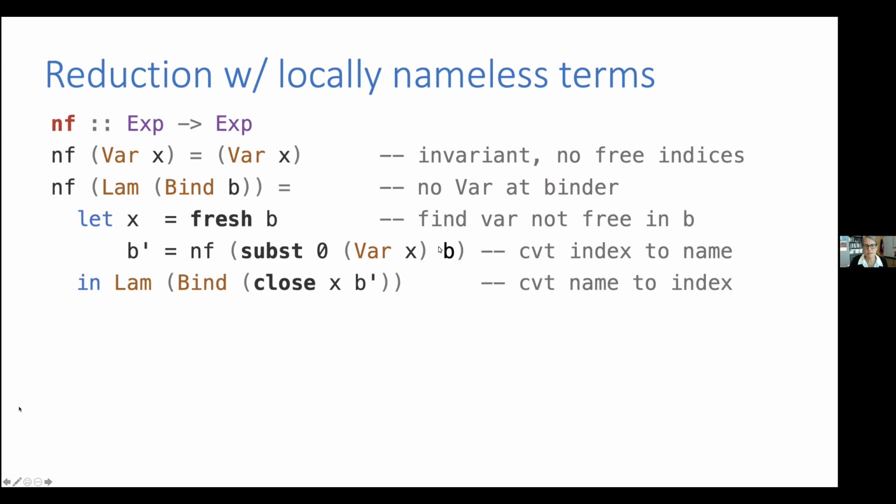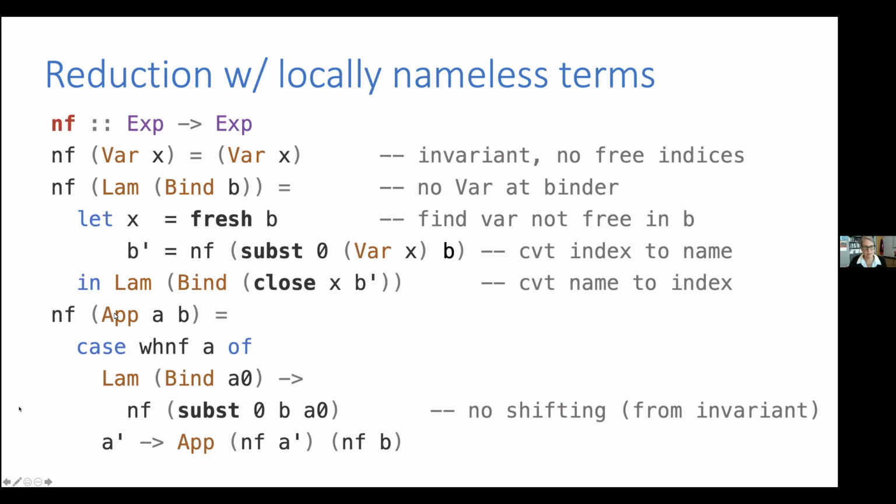That gives us a body where we've named the variable that was bound at the binder. That's what we're going to normalize, and that's what we use the recursive call for. Then when we get that normal form, we want to close it back up and turn it back into a lambda expression. Here we have to do a separate operation, and this is not substitution. This is a separate operation that has to be defined for lambda calculus terms with this representation, and it replaces that name with the bound variable 0. So that's the big difference with locally nameless.